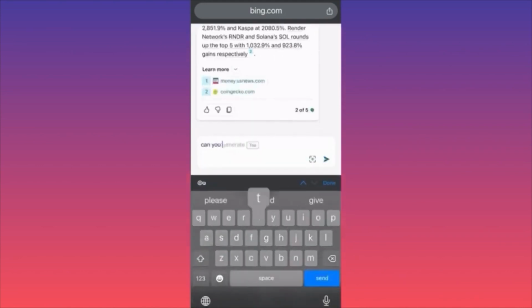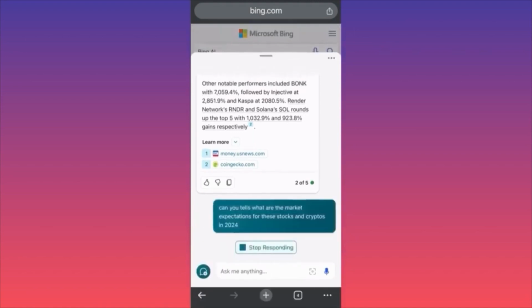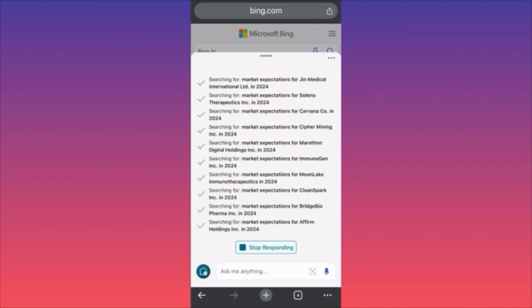Can you tell us what are the market expectations for these stocks and cryptos in 2024? Right now we want to get what Wall Street is saying, what analysts are saying, what advisors are saying. These people are going on CNBC, they're talking, and all this has been left as interview information on the net. So let's see, can Bing actually go out and find this, searching for market expectations.